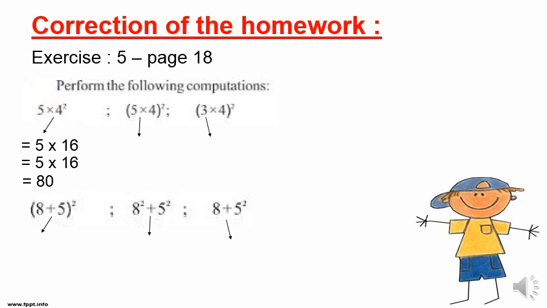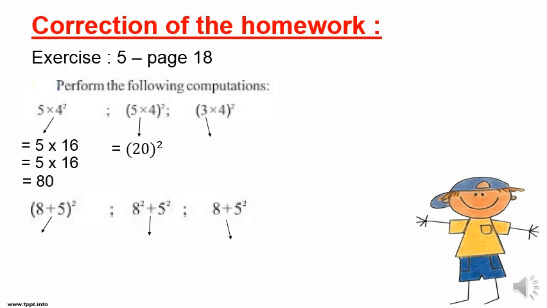Okay, the second one, we have parentheses, multiplication and exponent. We have to start with the parentheses, solving inside the parentheses 5 times 4, which will be 20, and keep the exponent squared.